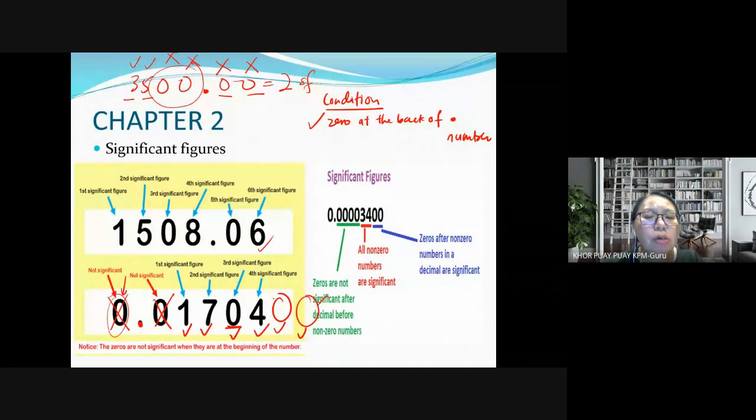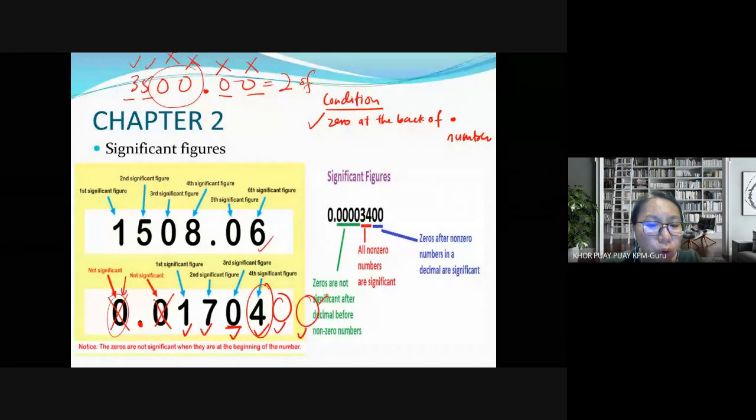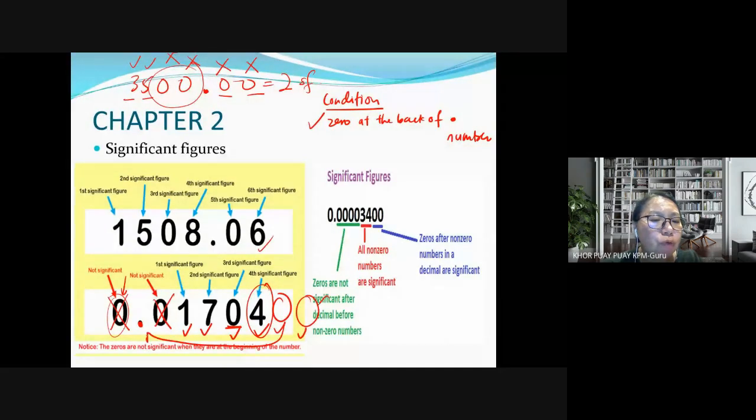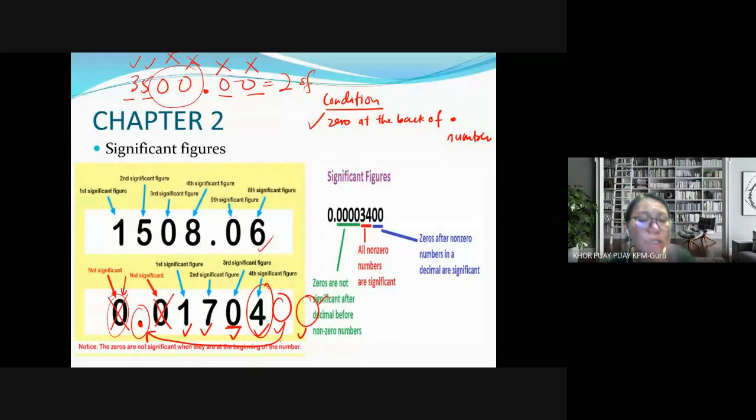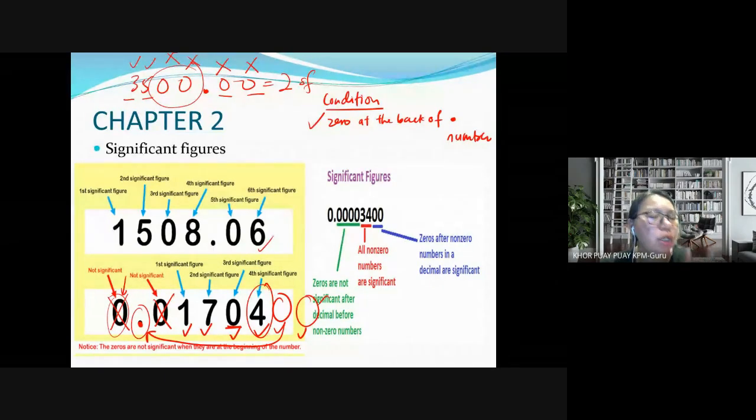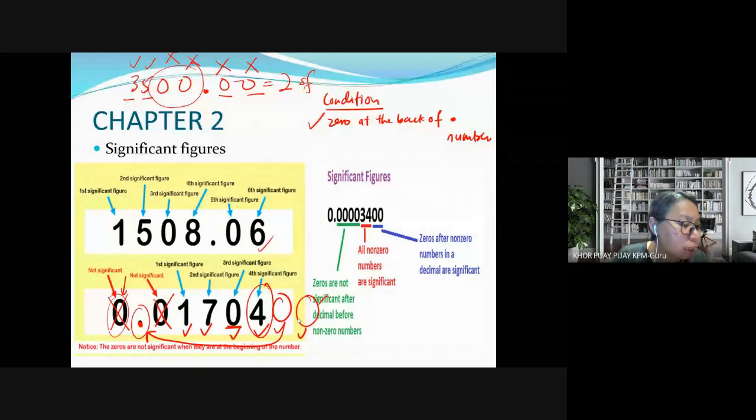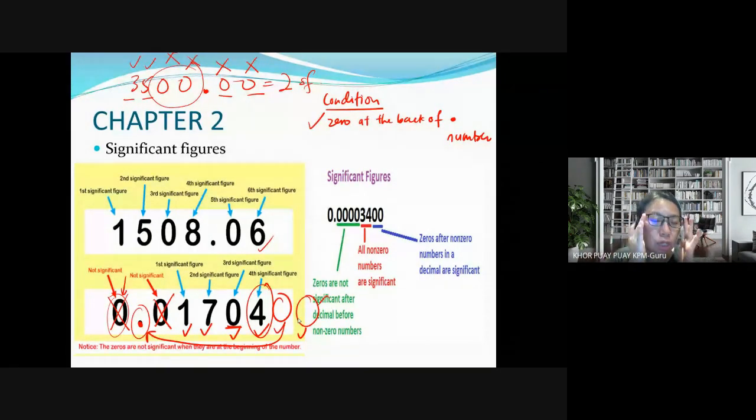Why? Because it's at the back of the number 4 and it's also at the back of a decimal point. It fulfills two criteria here, right? So if it fulfills two conditions, this 0 at the back is counted. I hope everyone is clear about this already. Very important, you must know how to count your significant figures. Okay, next one.